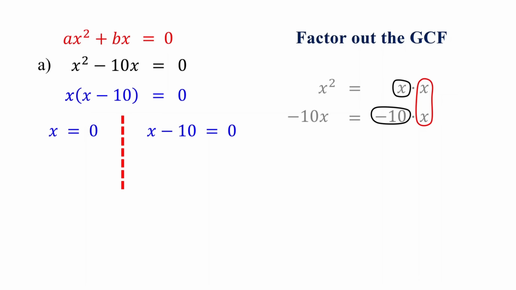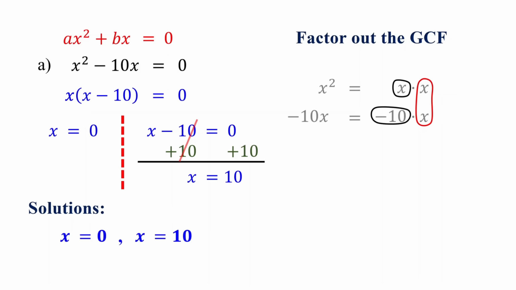The next step is to solve for x. For the first equation, x is already equal to 0. For the second equation, add 10 to both sides to isolate x. These cancel out, and we get x equal to 10. Therefore, the solutions are x equals 0 or x equals 10.